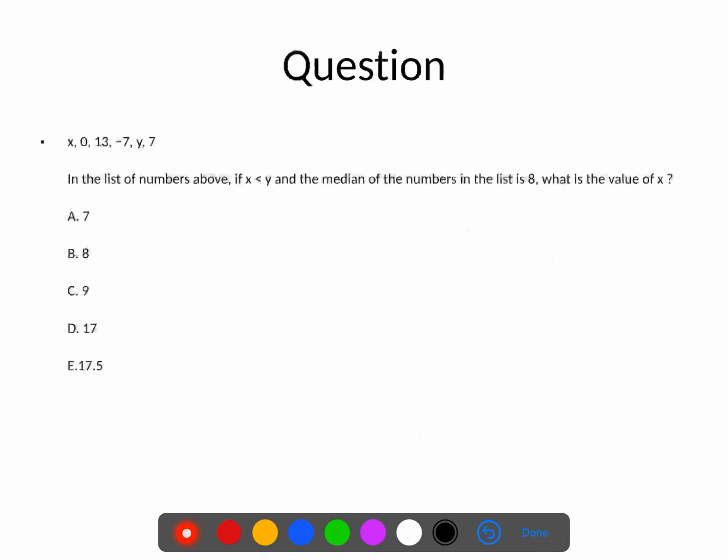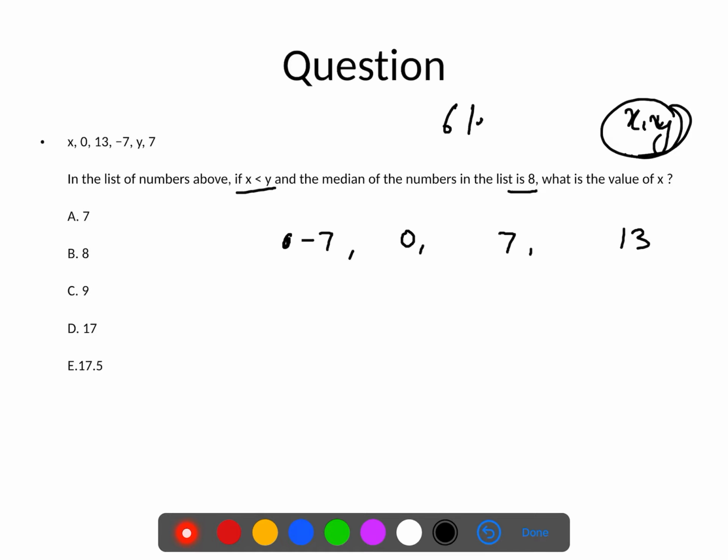Second example. Few numbers are given. Let's arrange them. So -7, 0, 7 and 13. And there are two more numbers which are x and y. Okay. x is bigger than y. Oh, sorry, x is smaller than y. That's given to me. And the median is x. So in total there will be 6 terms.